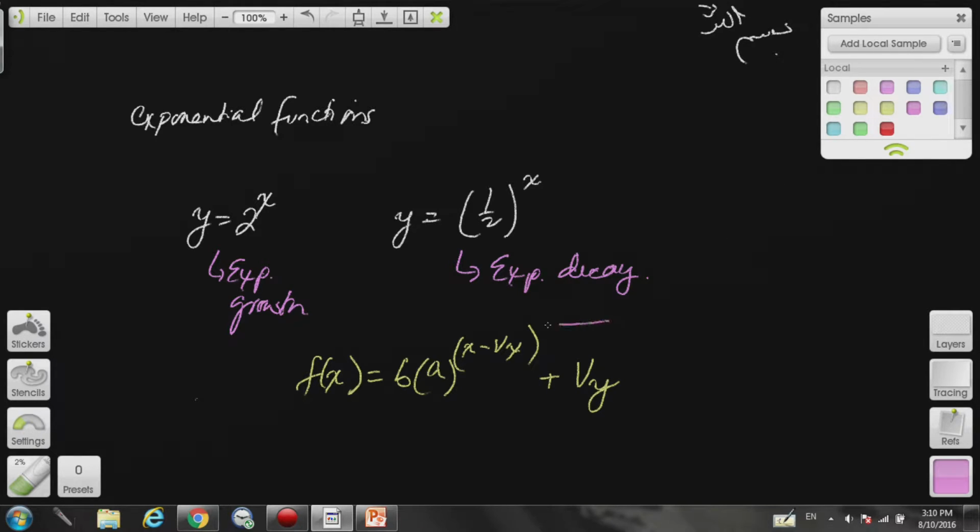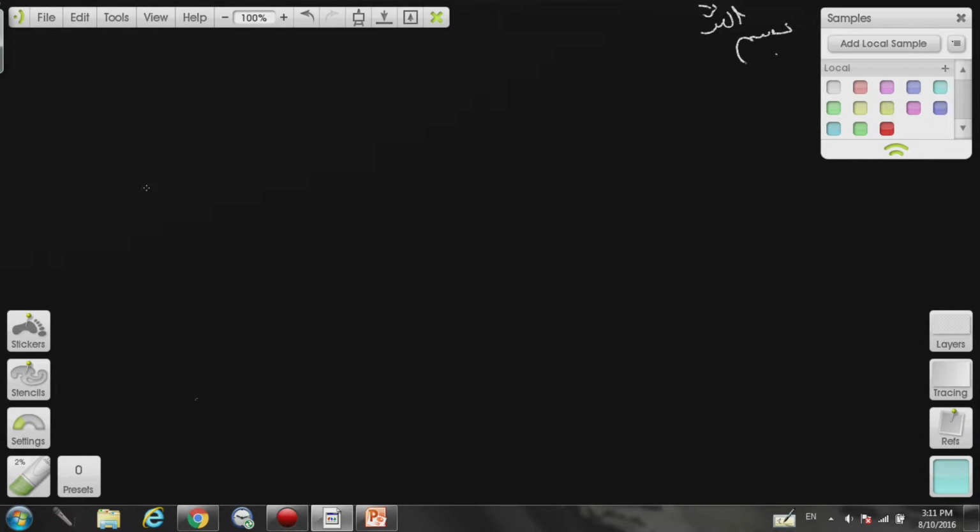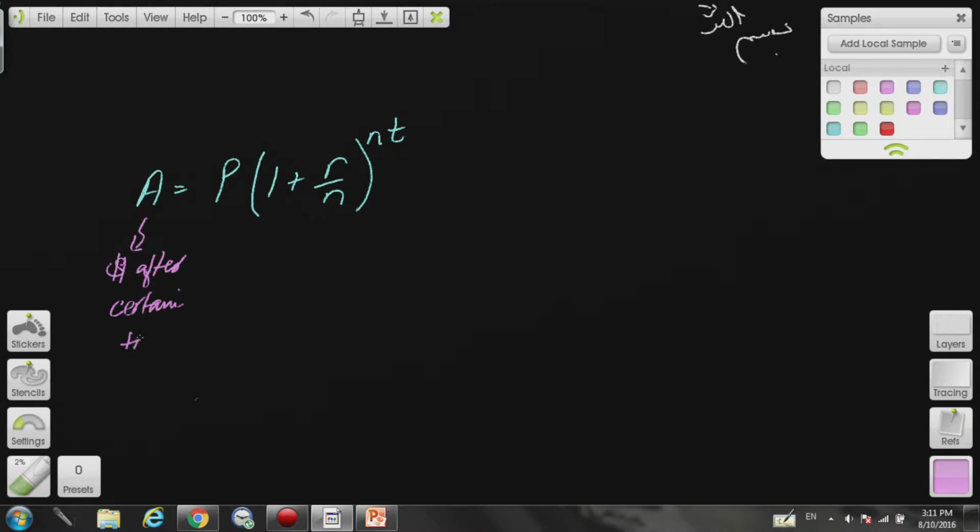So we have talked about these previously, and in regards to examples we have talked about before is the compound interest formula, which is like this. So this is the amount of money after a certain time t, and P was the principal amount, the original amount that was put in. And R, of course, was the interest rate.